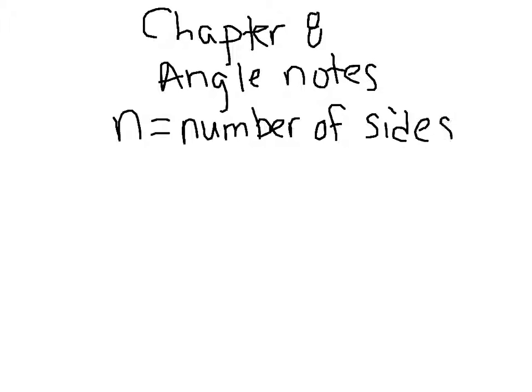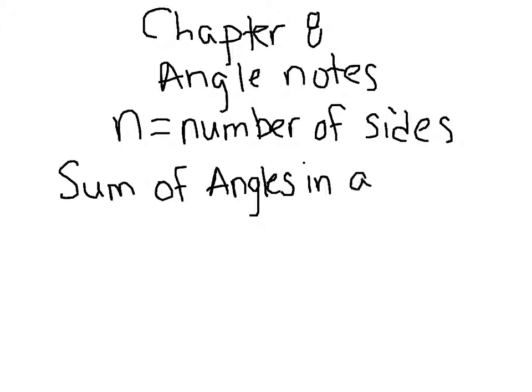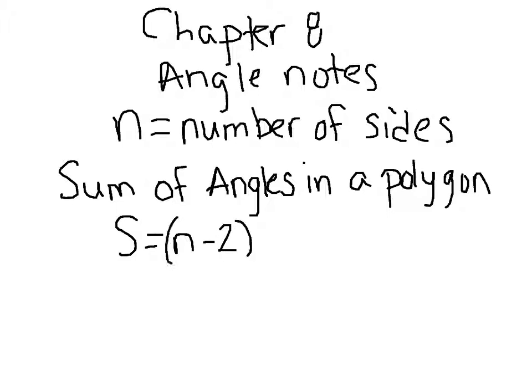Okay, and the first thing I want to talk about is if I ask you to find the sum of the angles in a polygon, that's my first one I want you to know, sum of angles in a polygon. You're going to use this formula right here. Sum, S, equals n minus 2 times 180.